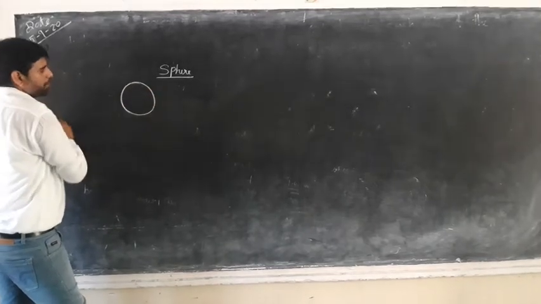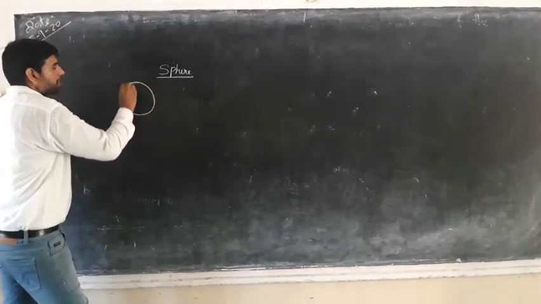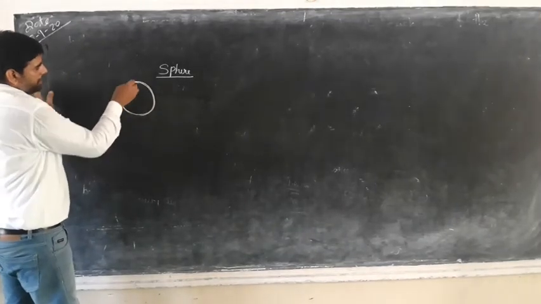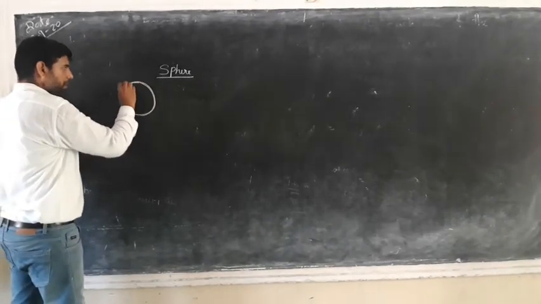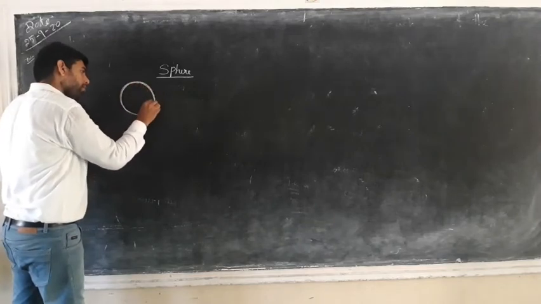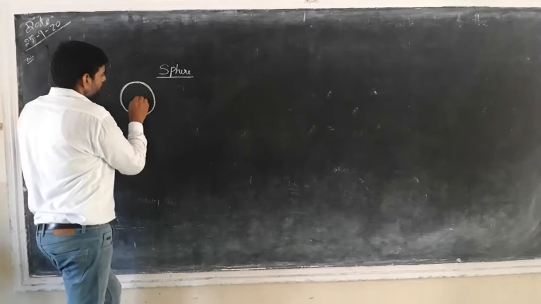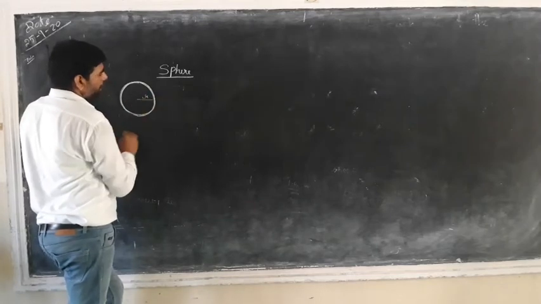This is the shape of a sphere. A sphere is 3-dimensional and a circle is 2-dimensional. The shape of a sphere is just like a ball. Okay, so the radius of the sphere is equal to r.